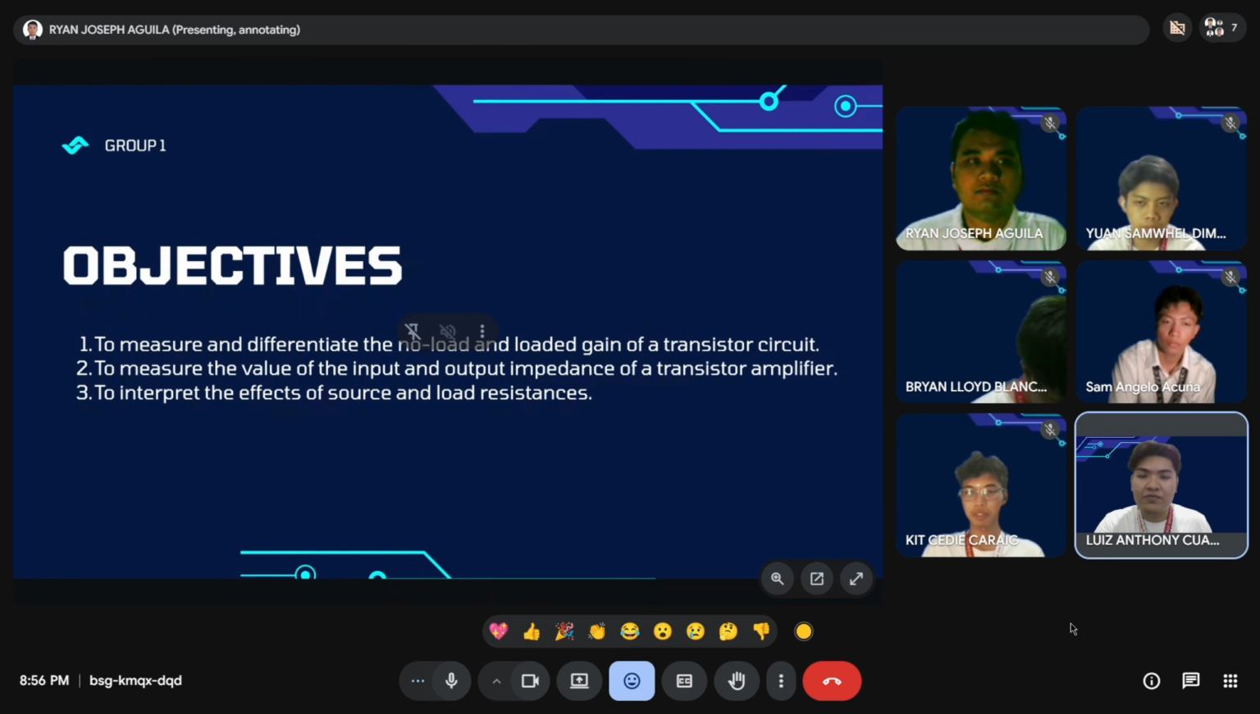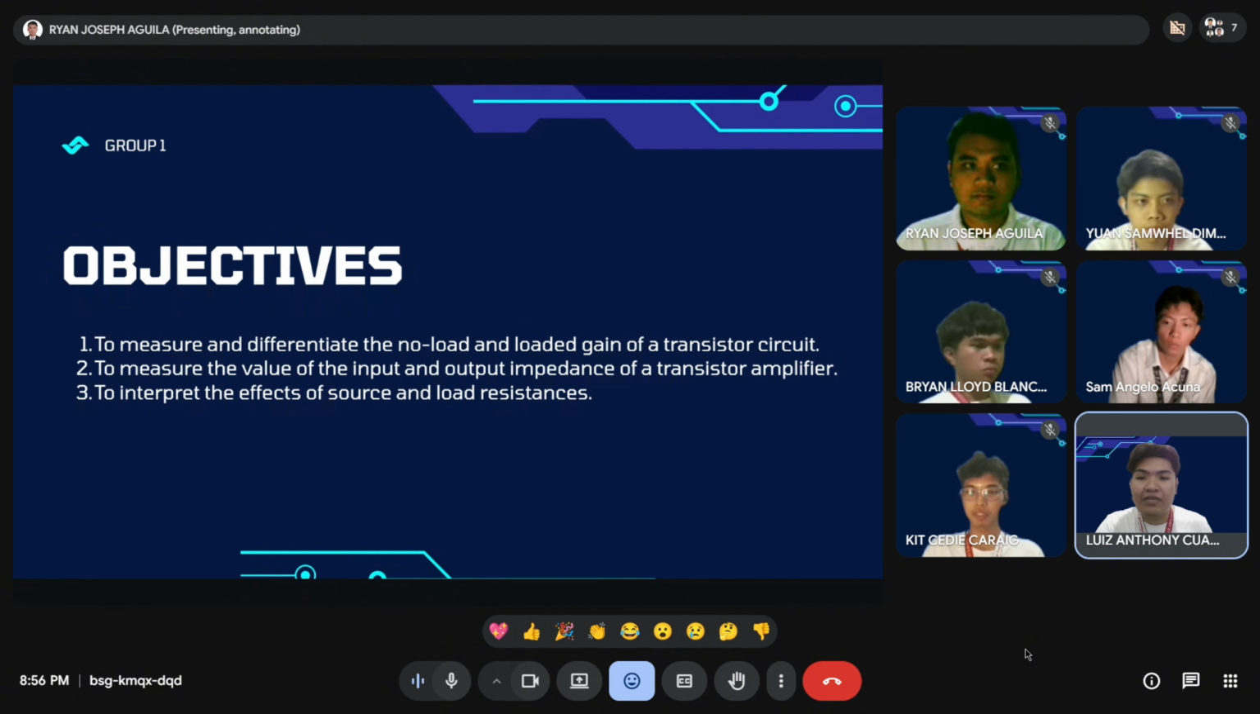For the objectives of this laboratory report, number one is to measure and differentiate the no-load and loaded gain of a transistor circuit. Number two, to measure the value of the input and output impedance of a transistor amplifier. And lastly, to interpret the effects of source and load resistances.